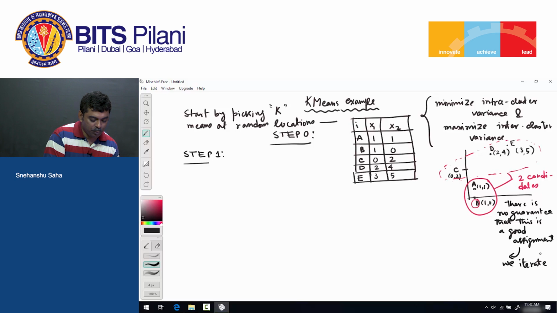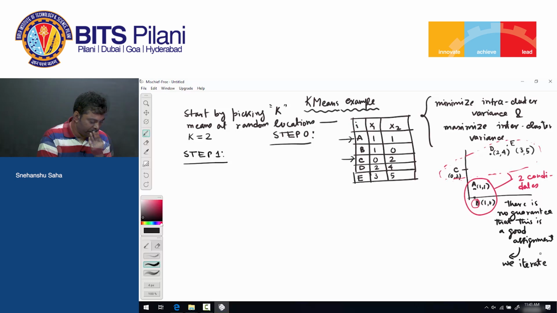Step 1 is where we compute the means. We know the position of each of the data points, right? And since we decided that A is a cluster mean, just randomly, basically we have chosen K to be equal to 2. So we decided that A and C will be the means. 1, 1 is the mean of the cluster around A, and 0, 2 would be the mean around the cluster C.